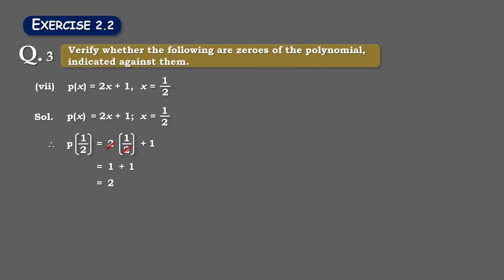The final value becomes 2. Since the value of the polynomial is not 0, the given value does not satisfy the condition of a zero. Therefore, 1 by 2 is not a zero of the polynomial p of x equals 2x plus 1.